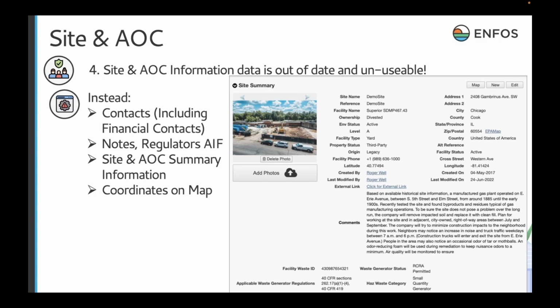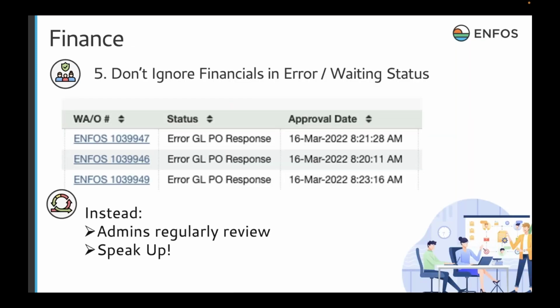All right, so we kind of had some admin topics and we talked about our site and AOC module, and we're going to move into the financial module. A user error that we see sometimes, do not ignore financials that are stuck in error or awaiting status, right? And on my screen, I've got a screenshot of some purchase orders that are stuck in an error status. And you can see my examples are from March, right? So these have been there for quite a while.